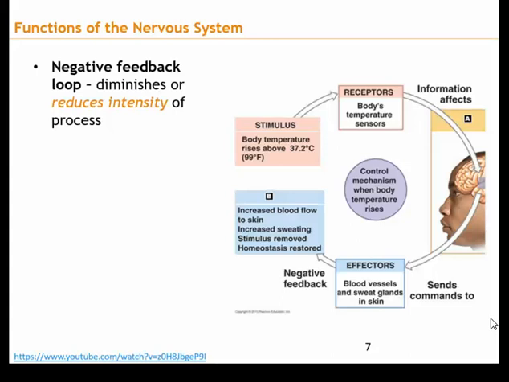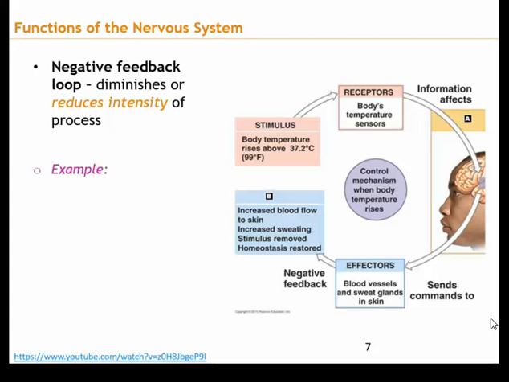Negative feedback loops are actually more common in the body. There are more times that we have to diminish a process or reduce the intensity of a process that's occurring to get us back to homeostasis. So the positive feedback loops are actually less common. So let's talk about some negative feedback loops. So first, why do we have negative feedback loops? They're used in an attempt to return the body to an initial homeostatic state.